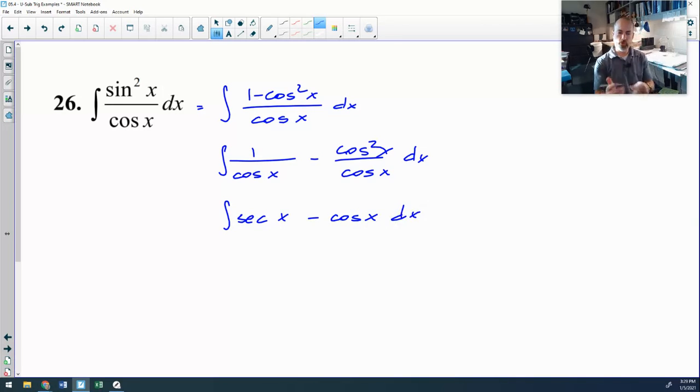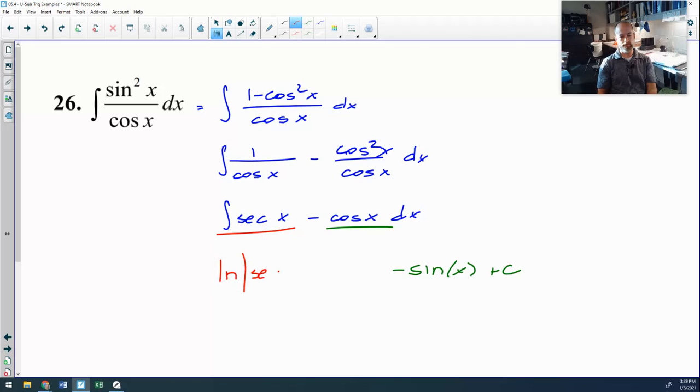And so we have two antiderivatives. The second one should be easy. The antiderivative of cosine x is just sine x. So we're going to finish with negative sine x plus c. The antiderivative of secant x, in a weird manipulation, it's actually a u substitution problem. However, it's so bizarre, I encourage you to just memorize that. And it turns out that the antiderivative of secant x is the natural log of secant x plus tangent x.